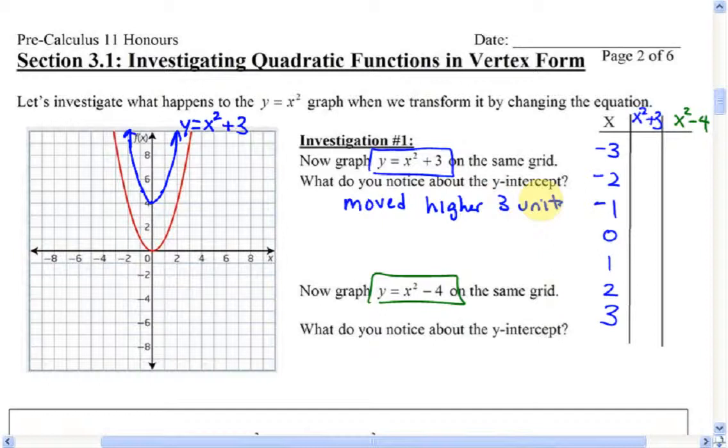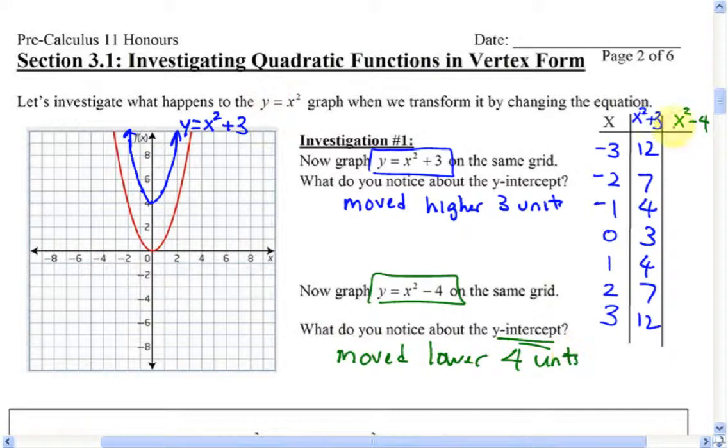Okay, good. Now, tell me what happened with the x squared minus 4 then. How did the y-intercept change? Once again, we're comparing it to the original bag of chips. So what happened? It went down, or it went lower. Okay, so it moved lower by, in this case, 4 units.